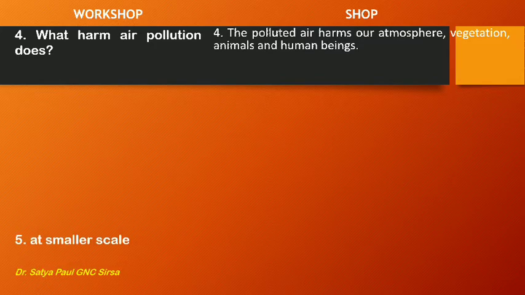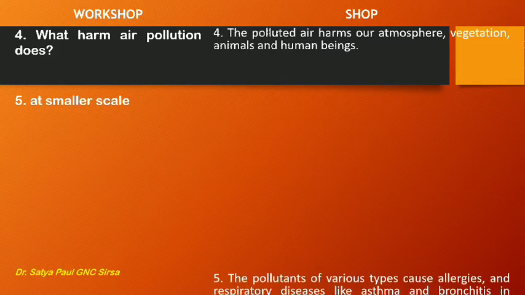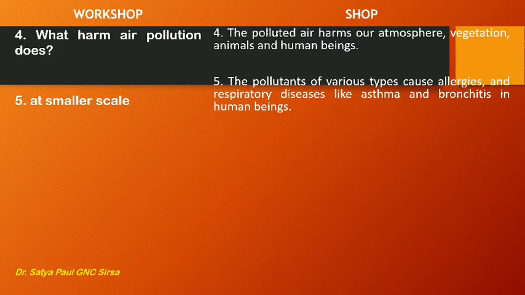So now this is the fourth point. Point number 5, at smaller scale. We talked about two categories, one at smaller scale and one at broader scale. When I bring this point into the workshop, I think about what the smaller scale is, and what areas are affected by air pollution. Then: pollutants of various types cause allergies and respiratory diseases like asthma and bronchitis in human beings. In human beings, air pollution does harm. What type of harm does it do? It gives us disease. It makes us ill.